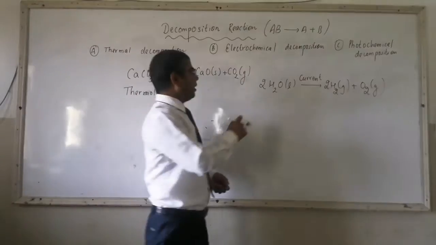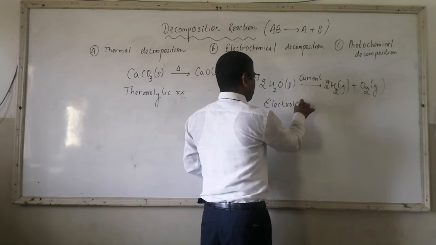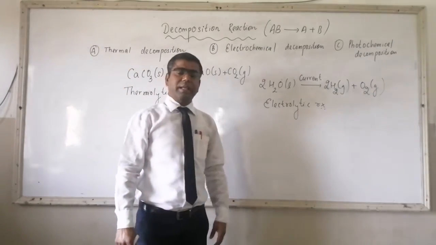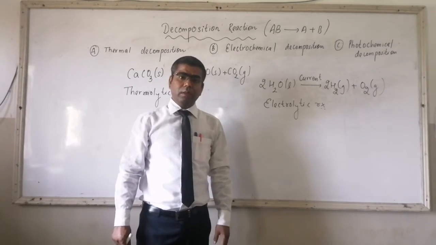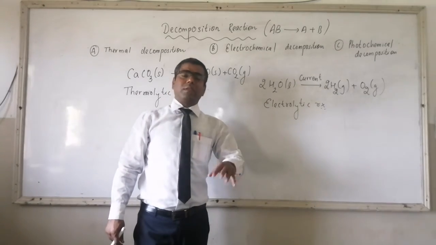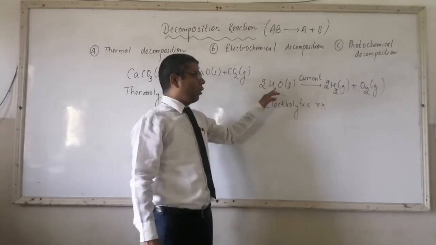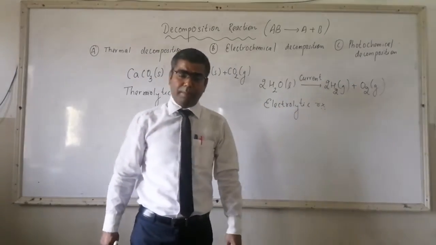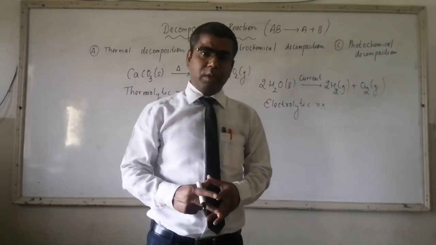This reaction is also called electrolytic reaction. Electro stands for electricity or electric current, and lytic stands for breaking down. So breaking down of water into its constituent elements, that is H2 and O2, takes place in presence of current. So breaking down of water in presence of current is an example of electrochemical decomposition. Then comes the third one, photochemical decomposition.